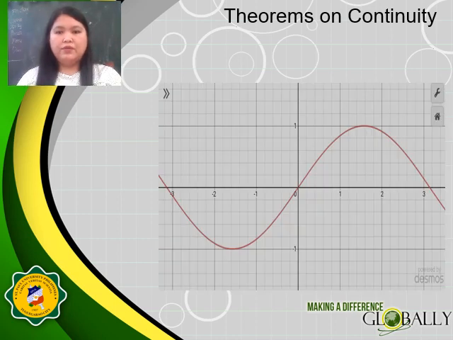If we try to graph this function, we can see that as x approaches 0, f of x also gets closer and closer to 0. So it is very evident that the limit of the function is equal to 0.